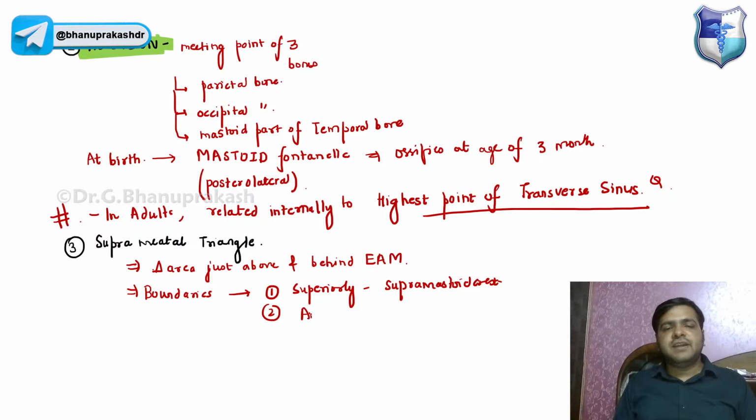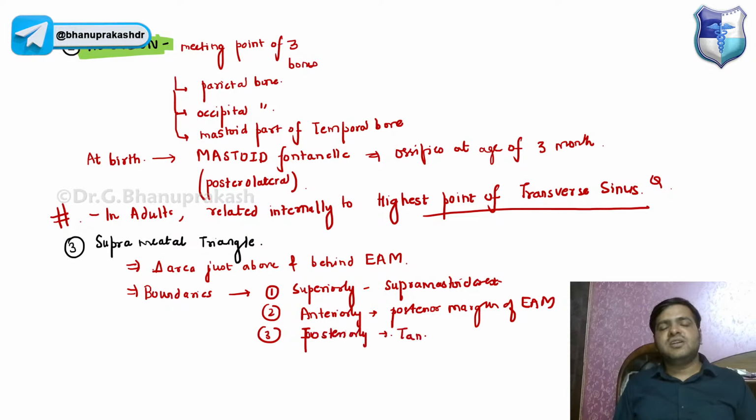Then we have anteriorly, the front part of the triangle, it is formed by the posterior margin of the external auditory meatus, and posteriorly, guys, it is the tangent line. It is also called McEwen's triangle. The tangent line is to the posterior margin of the meatus.